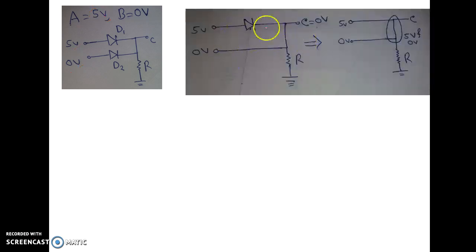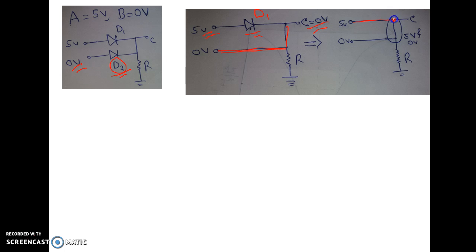Suppose let us assume the D2 diode is turned on, whose input is 0 volt. If D2 is turned on and we consider the diode as ideal, it will be short circuited, and as this path is a short path, C will get 0 volt. Now see, this is the D1 diode. For D1 diode, what is happening? The P type is connected with 5 volt and the N type is connected with 0 volt. So the D1 diode will also be in forward bias, and we can replace the diode by a short circuit. So see what is happening to the point C.